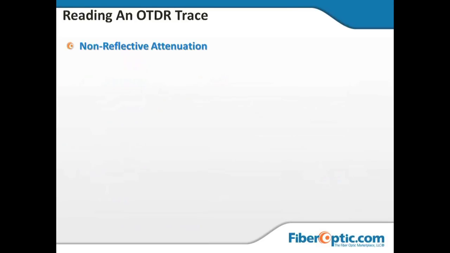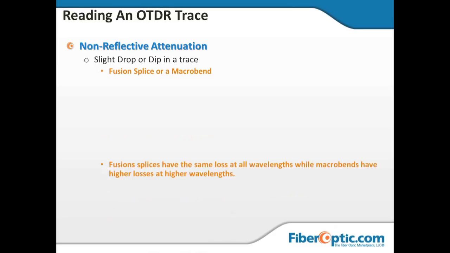Okay, so a non-reflective event is a slight drop in the trace that we showed you. It's caused by a fusion splice or a macro bend. Fusion splices will have essentially the same loss per wavelength. So it doesn't matter if it's 1310, 1550, 1625. If the loss is pretty close to the same on all three wavelengths, you can anticipate that's a splice. Macro bends will have higher losses at higher wavelengths.